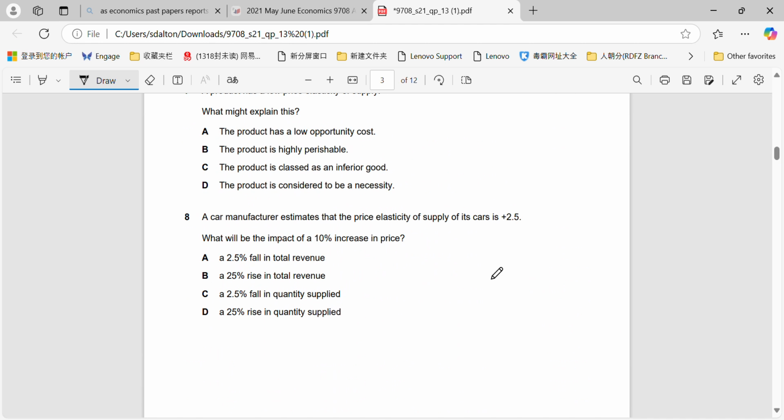Okay, question 8. A car manufacturer estimates that the PES of its cars is plus 2.5. What will be the impact of a 10% increase in price? So remember the formula: PES is the percentage change in quantity supplied over the percentage change in price. If it's 2.5, then it's essentially x over 10 equals 2.5, which tells us that quantity supplied has to be a 25% increase.